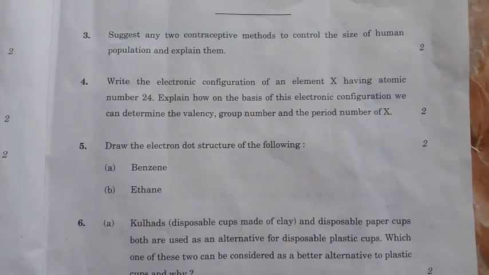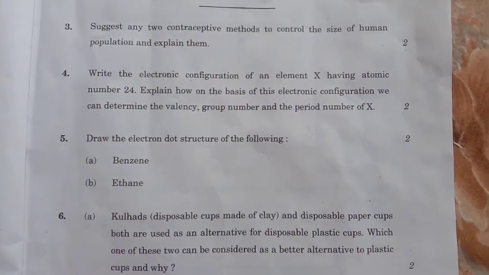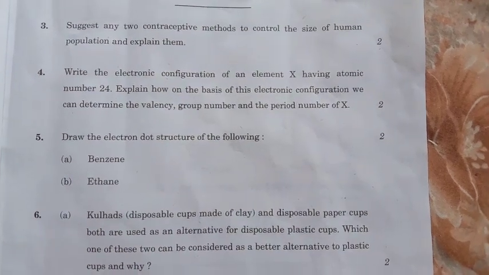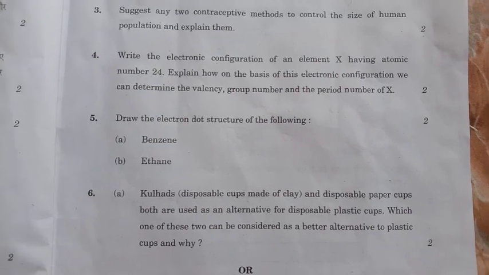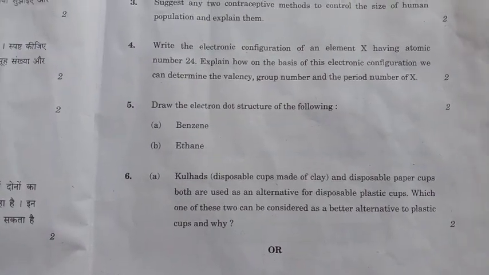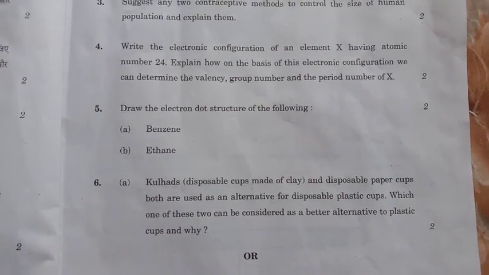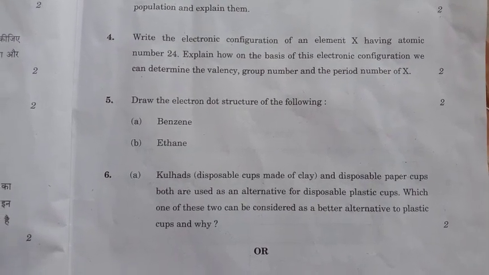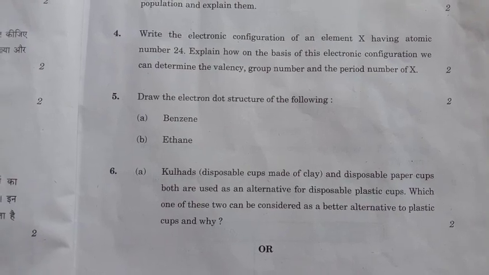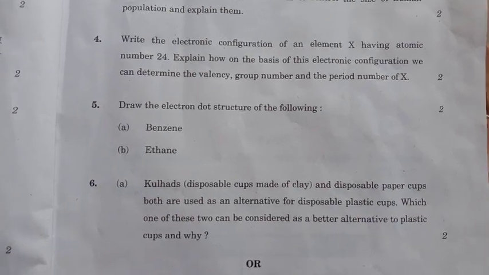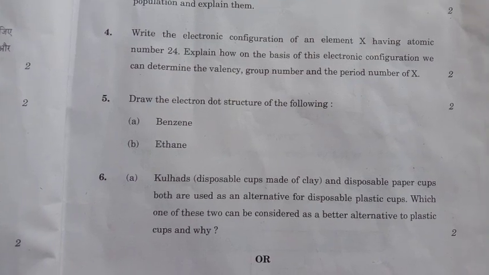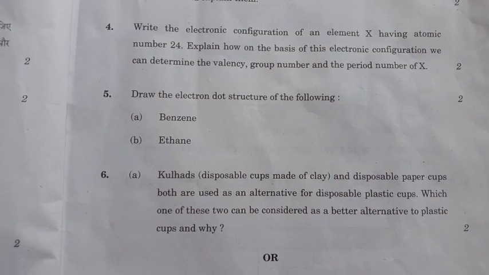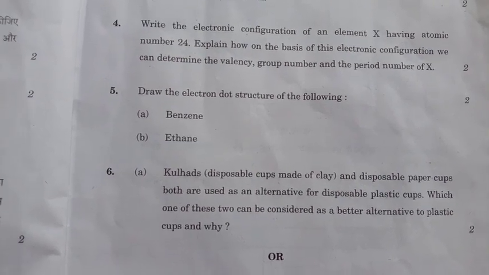What is the fourth question? It had an element X with atomic number 24, so we need to find the electronic configuration, valency, group number and period of X. First let me tell you the electronic configuration. The electronic configuration for this was 2, 8, 8, 6. Then the valency of this was 2, the group number was 6, I guess, and the period of X was 4.